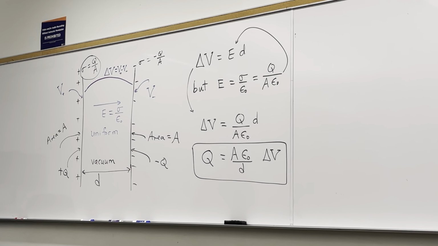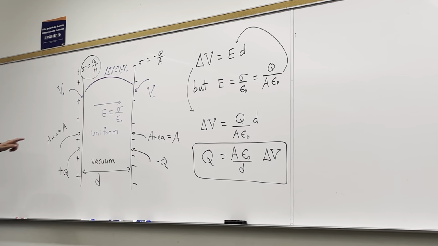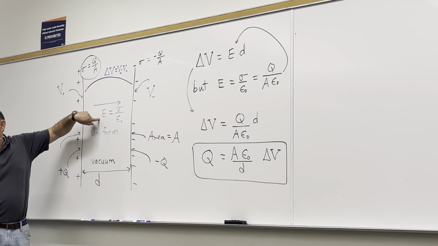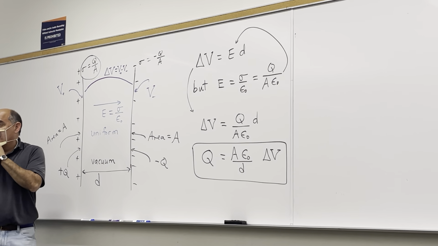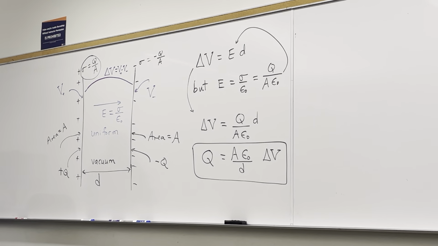Yes? If you could explain why that equals sigma over epsilon naught. Gauss's law. If you have one sheet the electric field is sigma over 2 epsilon naught. And the positively charged plate generates over here sigma over 2 epsilon naught, but the negatively charged plate generates an electric field towards it, also sigma over 2 epsilon naught. You have the 1/2 and the 1/2 and you get 1. So that comes from Gauss's law. We did that in chapter 22.